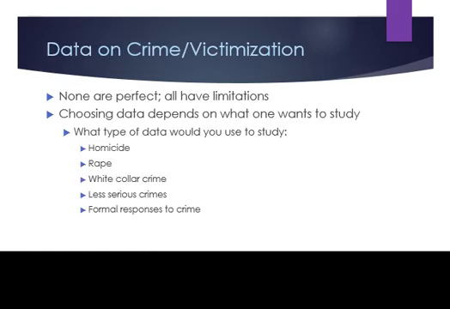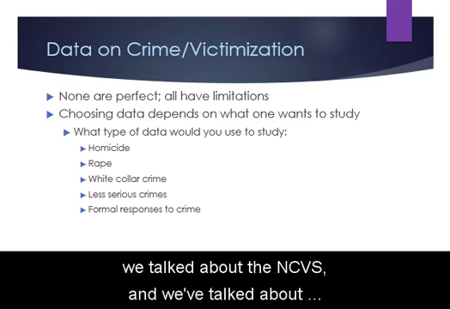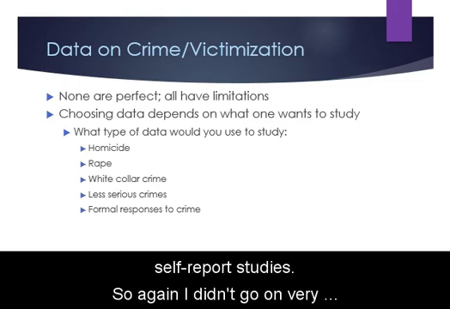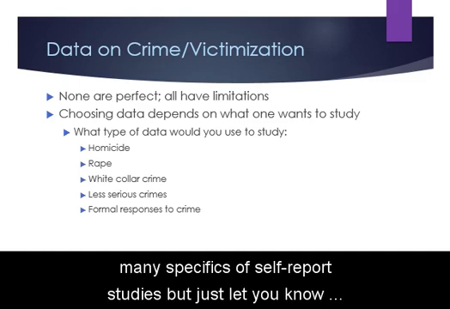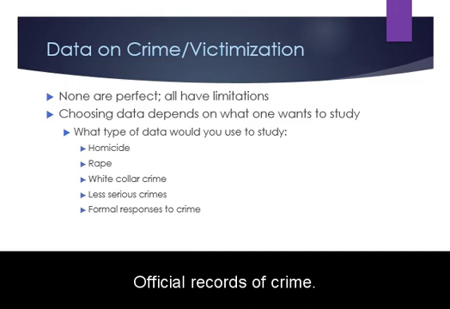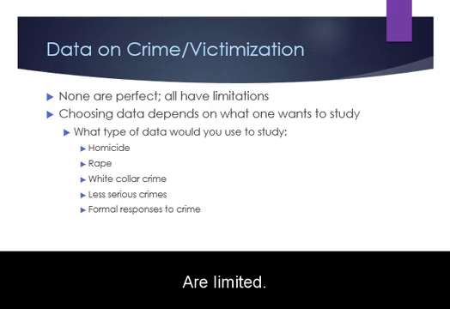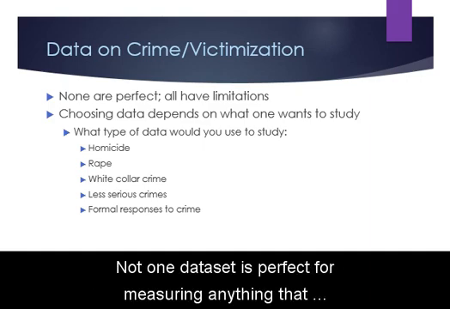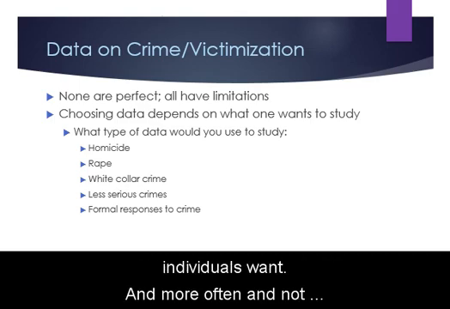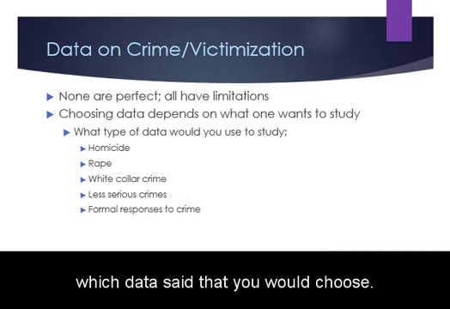So, all in all, the data that we've covered today, we talked about the UCR, we talked about NIBRS, and we talked about the NCVS, and we've talked about self-report studies. So, again, I didn't go into very many specifics of self-report studies, but just so that you know a little bit of a difference between that and other official records of crime. So, all of these data sets on crime and victimization are limited. Not one data set is perfect for measuring anything that individuals want, and more often than not, what you want to study would influence which data set you would choose.